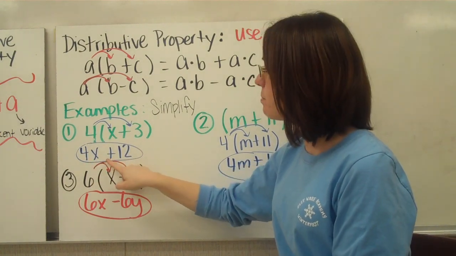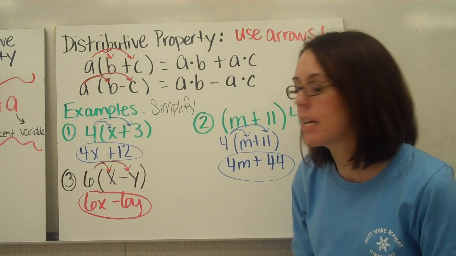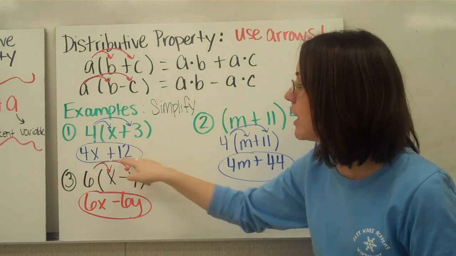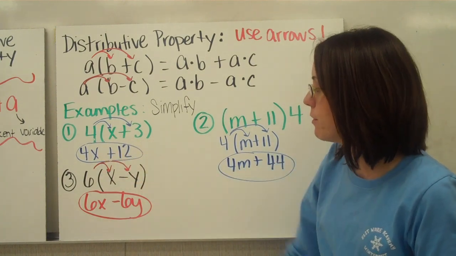We have 4x plus 12. That is our final answer. We can't combine any like terms here because we don't have any more x's or any more numbers that we can add together. Your final answer is 4x plus 12.